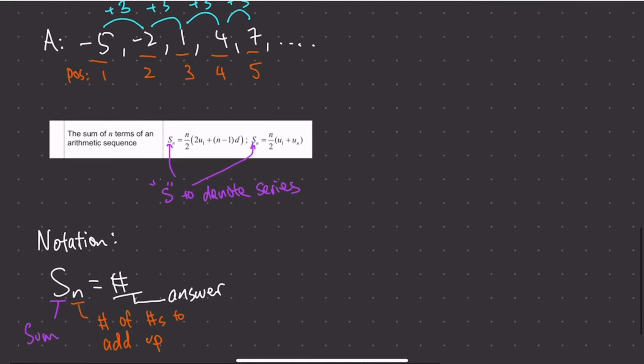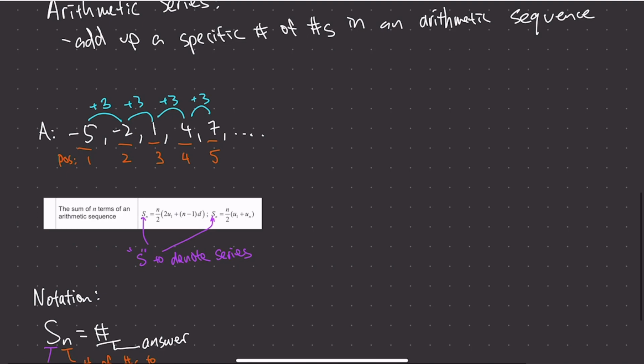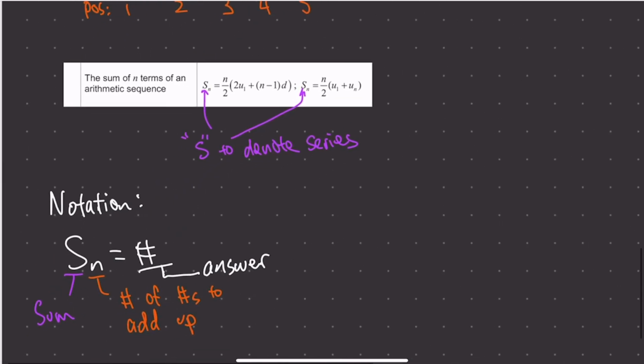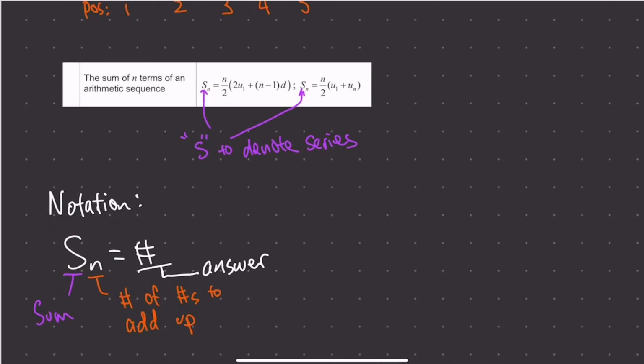In order to calculate adding up a specific number of numbers, we use the arithmetic series formula, and this you can find in your formula booklet again under section 1.2. In general, the notation for an arithmetic series is that S means sum, n means the number of numbers to add up, and then we have an answer here.